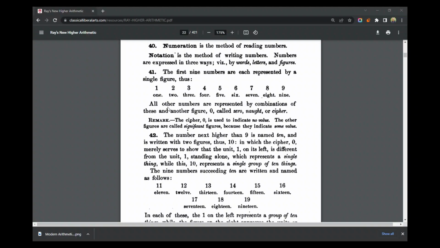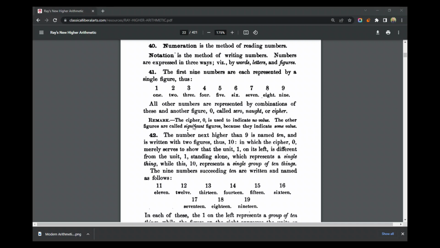All that we need to know to express Arabic notation are these 9 figures and one more, the figure 0. So there are 10 figures in all, 1 through 9 and 0. Those are the only figures needed to express numbers using the Arabic system of notation. And note this remark here: the cipher or 0 is used to indicate no value. The other figures are called significant figures because they indicate some value. Significant figures indicate some value.